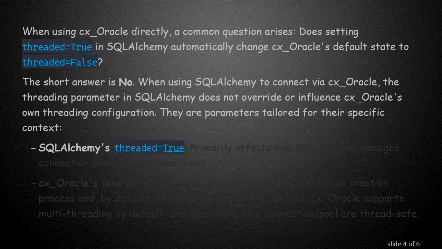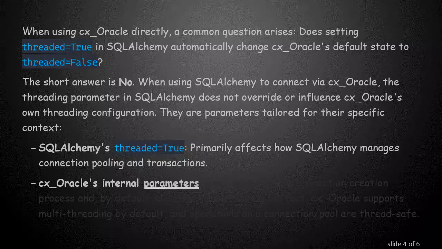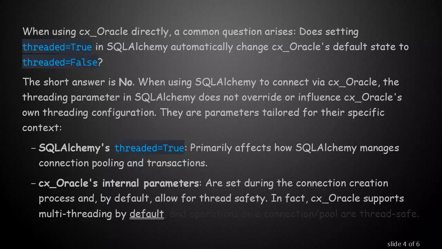SQLAlchemy's threaded=True primarily affects how SQLAlchemy manages connection pooling and transactions. cx_Oracle's internal parameters are set during the connection creation process and, by default, allow for thread safety. In fact, cx_Oracle supports multi-threading by default, and operations on a connection or pool are thread safe.